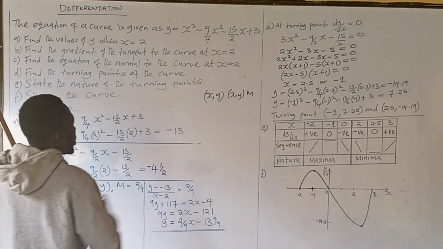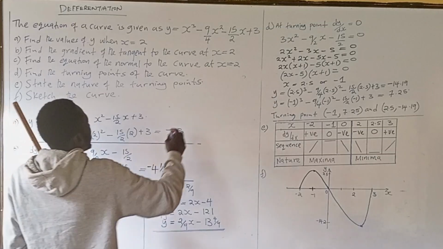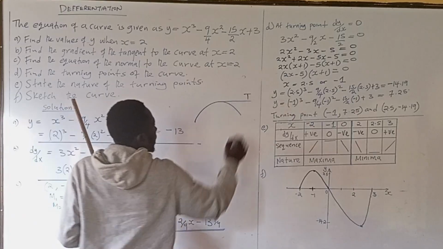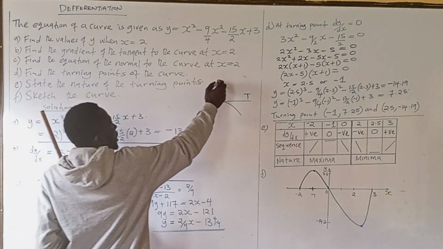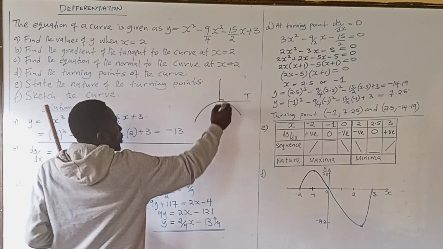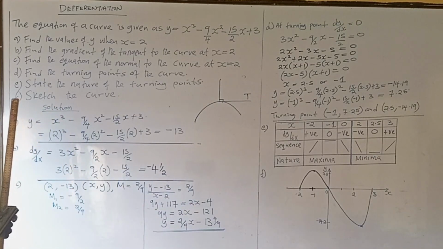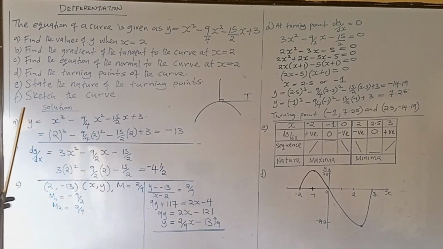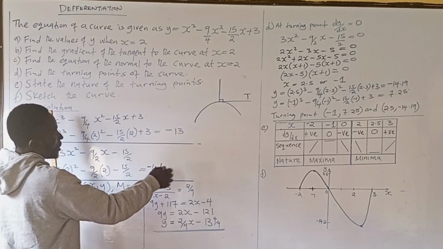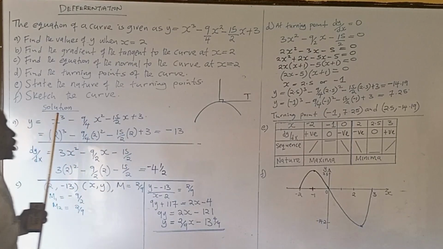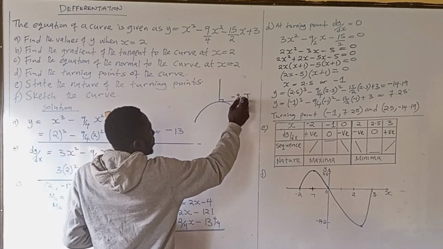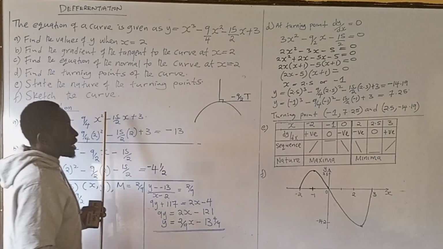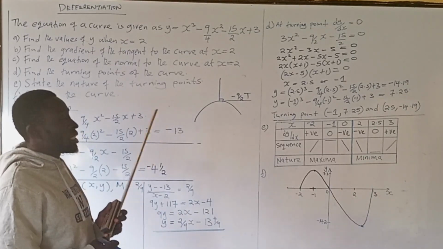So how do you get our point? So we have this, the curve. If that is the curve, this is the tangent, and this is the normal. So the normal and the tangent make 90 degrees. So the gradient of the tangent is negative 4.5, which is the same as negative 9 over 2. So if you want to get the gradient of the normal, when they are perpendicular, you multiply, you get negative 1.